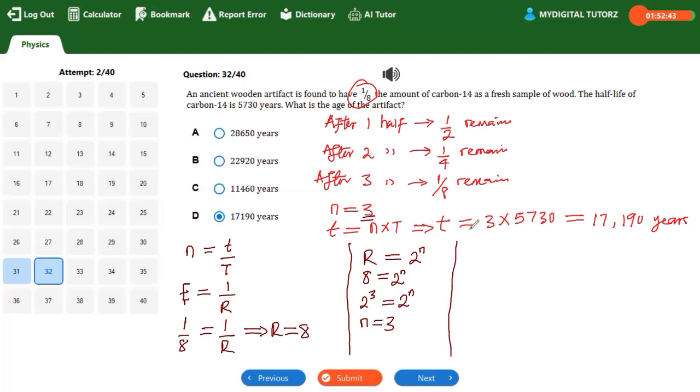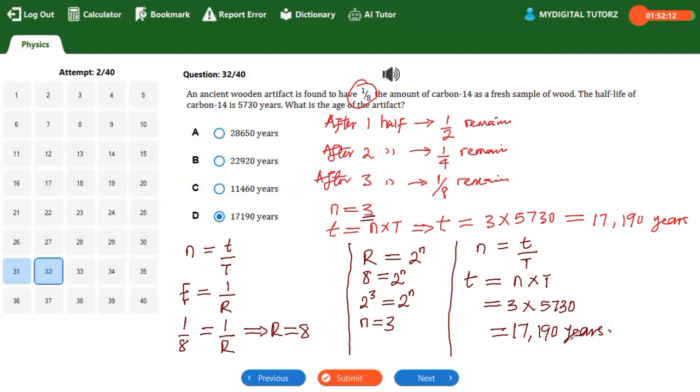You now come back to this formula. N is equal to T all over what? All over half-life. Therefore, the time of disintegration is equal to the number of disintegrations multiplied by the half-life. That will give us 3 multiplied by the half-life, 5,730, which will give us the same answer, which is 17,190 years. I hope this is understood.